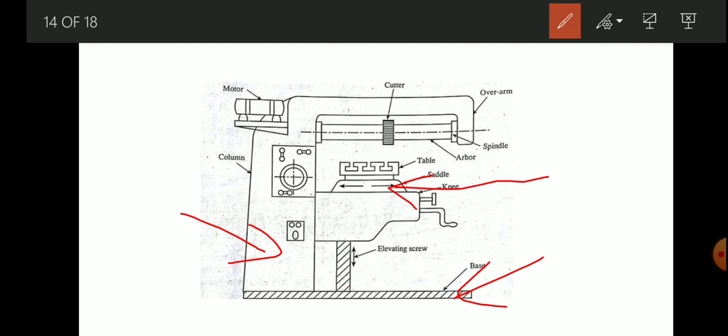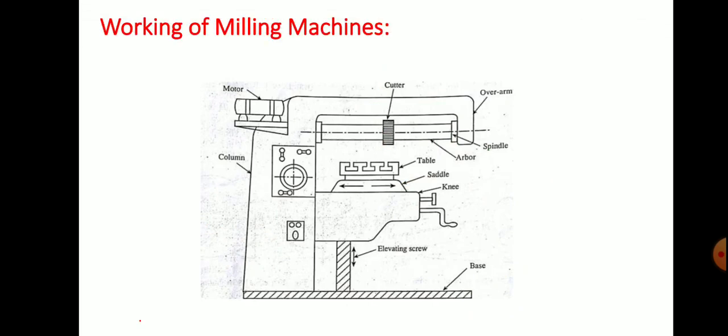The milling cutters are mounted on a horizontally placed arbor, with the support of overarm spindle. Here we can see a milling cutter which is held by an arbor. This machine can hold one or more number of cutters at a time and rotates with high speed to remove metal at a faster rate. So this was the explanation on working of milling machine.